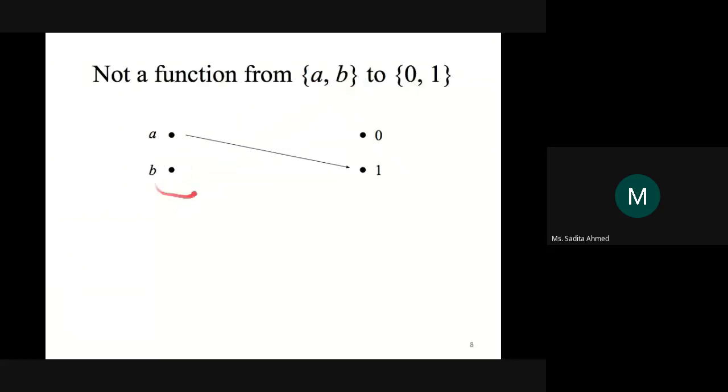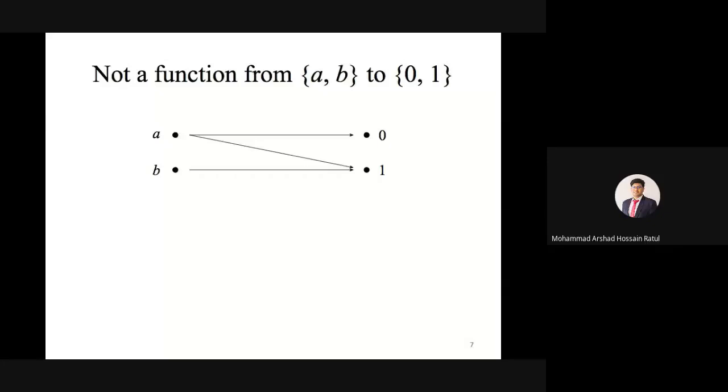Here, clearly, B is not mapped, so not a function, because we need every element from the domain to be mapped, each and every one of them. Here, each and every one of the elements from the domain is mapped. A, B, both of them are mapped, yes, but this is still not a function. Why is that? Because A is mapped more than once. It should be mapped only once.